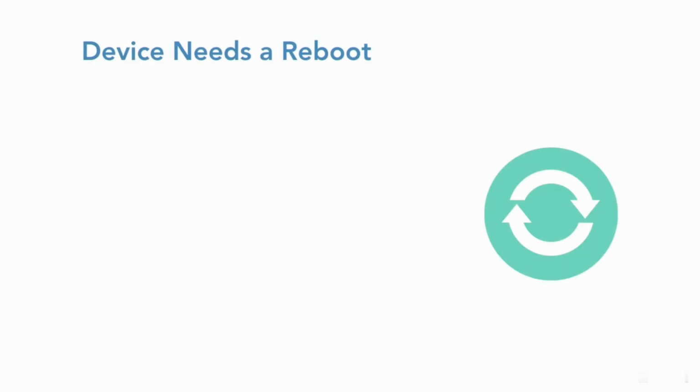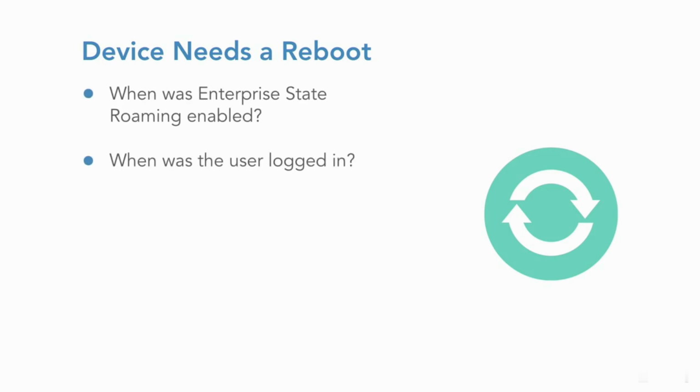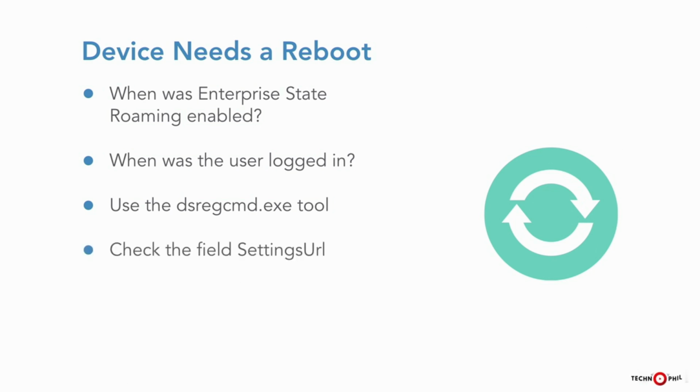If a device is not syncing and you've checked the settings, then the issue might be due to when Enterprise State Roaming was enabled. If a user has logged into a device and been authenticated by Azure AD before Enterprise State Roaming was enabled, then the settings will not be synced. You can check if this is the case by using the dsregcmd.exe tool we saw in an earlier video and check if the field for settings URL is empty. To solve this issue, ask the user to restart the device and then log back in, and the settings should now sync.